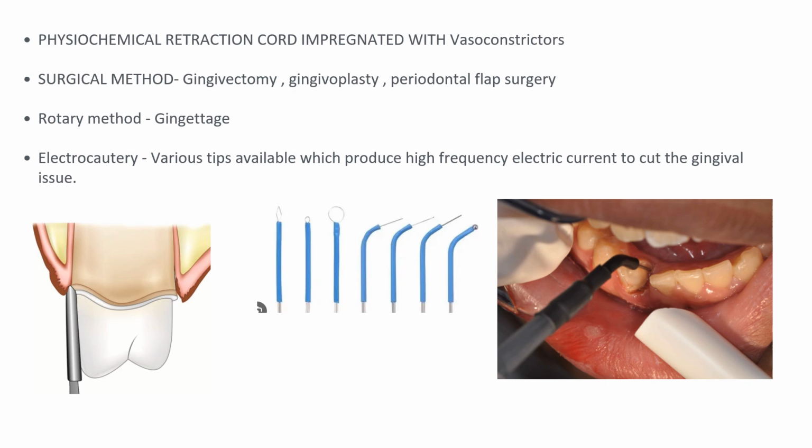Then came something called electrocautery, a recent advance, wherein a high frequency electric current is delivered through various tips. These are the various tips that are used in electrocautery. In this method, you will achieve excellent hemostasis, and we have a controlled action. Cutting of the gingival tissue is the most preferred method of doing gingival soft tissue management.